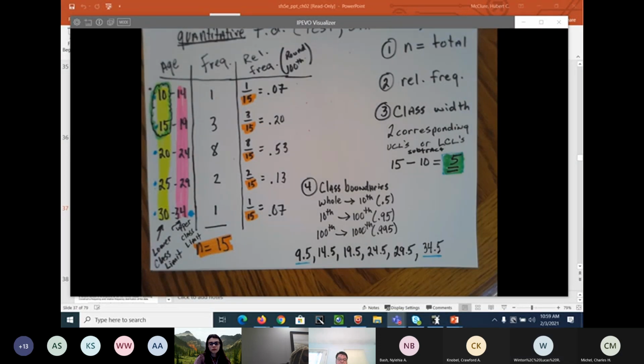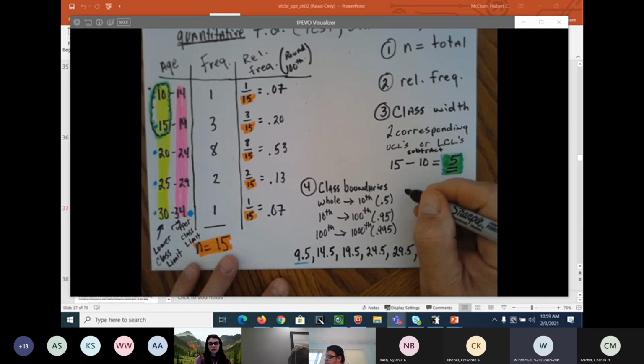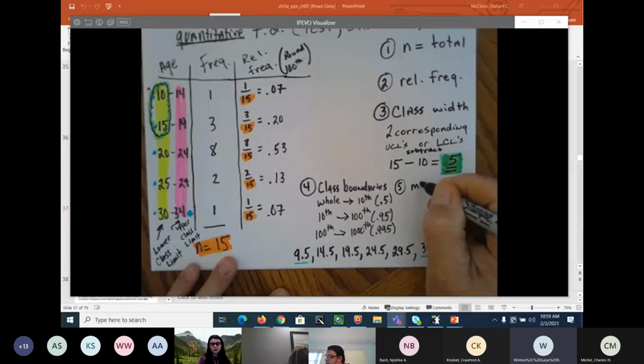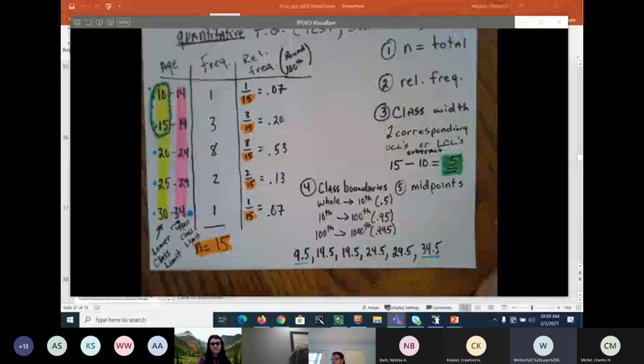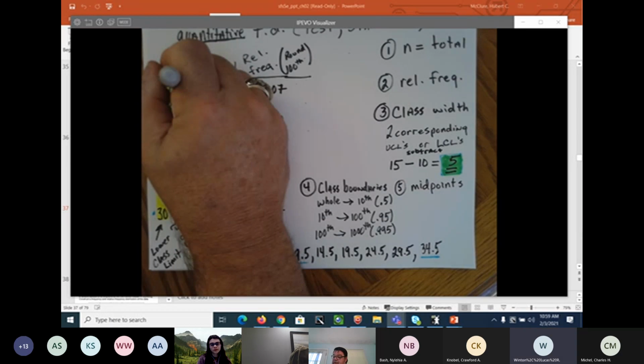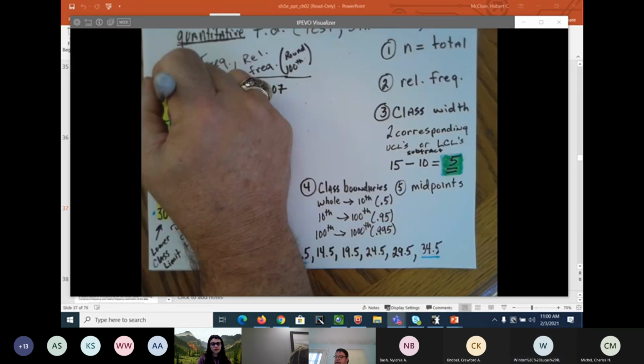Class boundary and the midpoint. And that's the next. And I ran out of room. Number 5, the midpoint. I'm going to try to write it right here. Midpoints, because you got to do all of them. The midpoint, and I'm going to take these two numbers right here. I'm going to take my first ones right here. That's the way I do things.